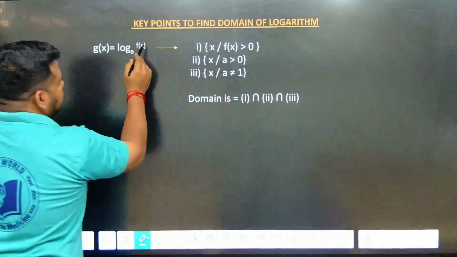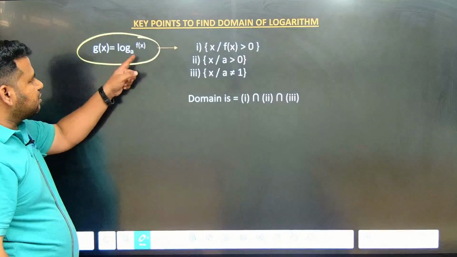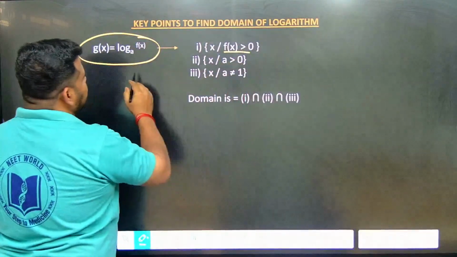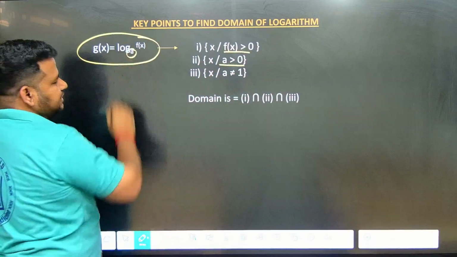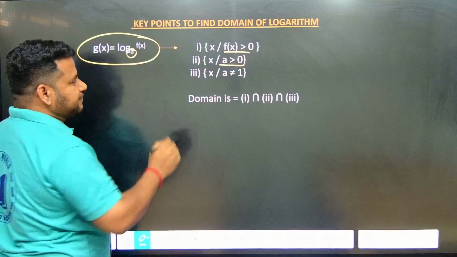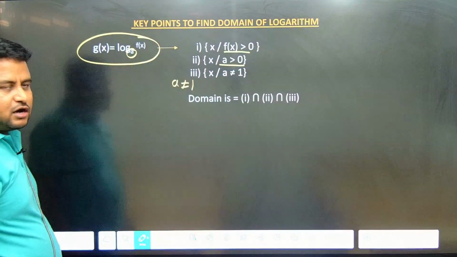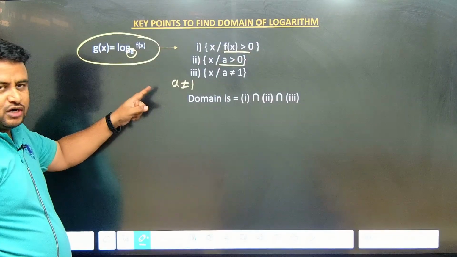See here, I am talking about the logarithmic function domain. G of x is given as log f of x to the base a. They are telling f of x should be greater than 0 and a should also be greater than 0. This base a should also be greater than 0. One more important thing, this base a should not be equal to 1. Log to the base 1 does not exist. So this base a should not be equal to 1.